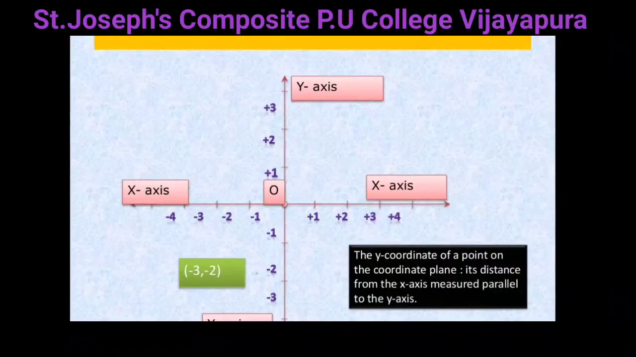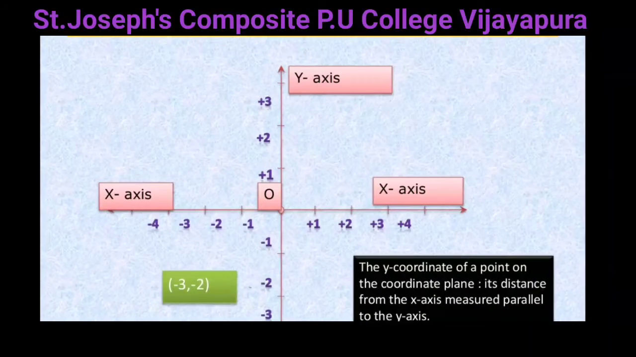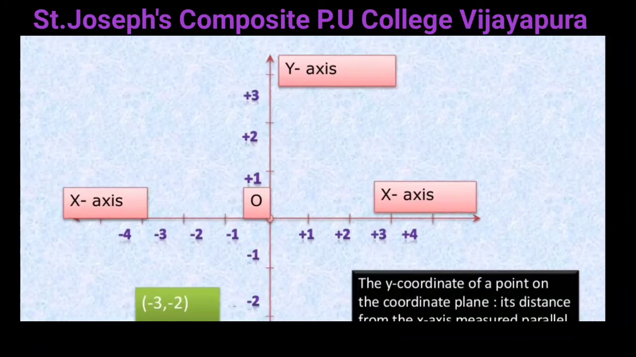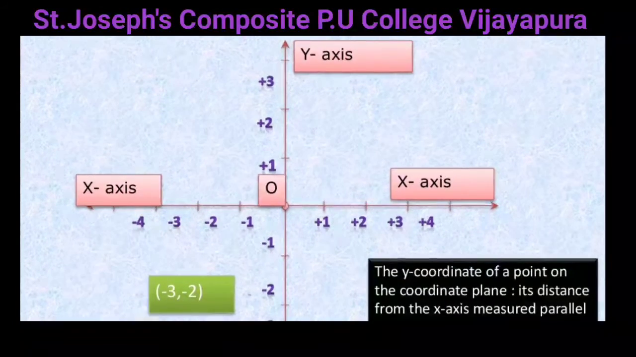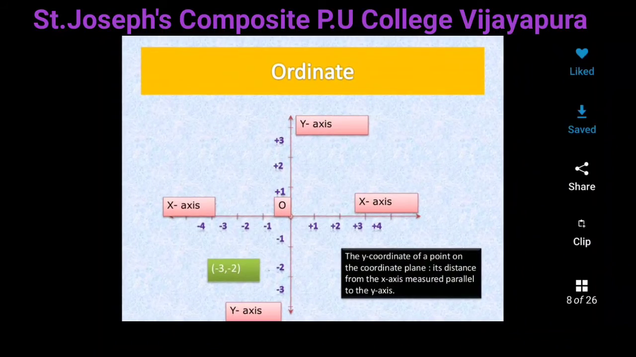If you have the example 2 comma 1, which comes under the first quadrant, in that 2 will be the distance measured horizontally along the x axis, and 1 will be the distance measured along the positive y axis. So in 2 comma 1, 1 will be the ordinate and 2 will be the abscissa. I hope this is clear to you: abscissa is the x coordinate and ordinate is the y coordinate.